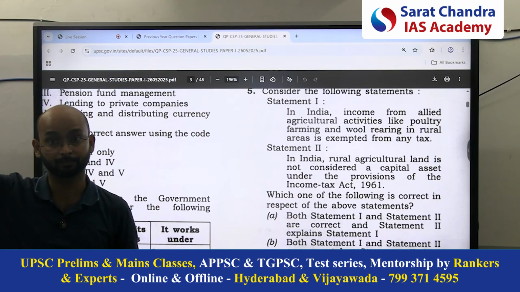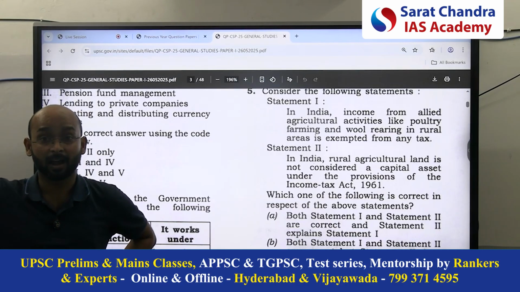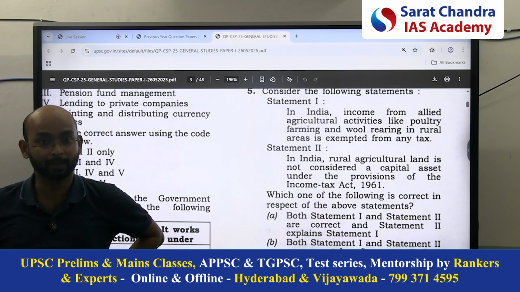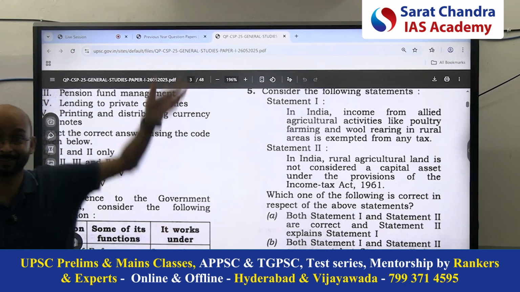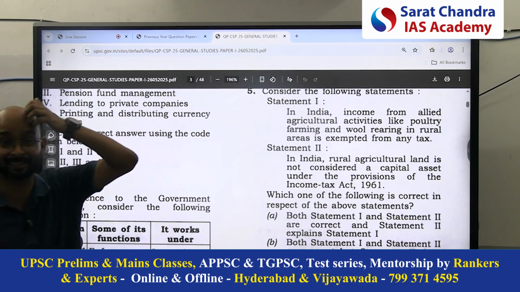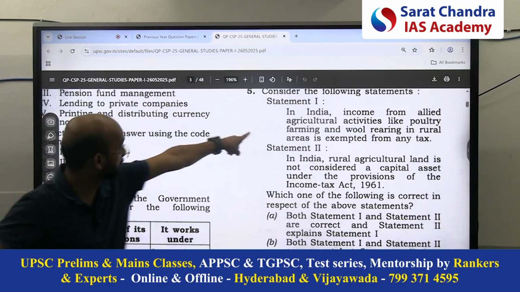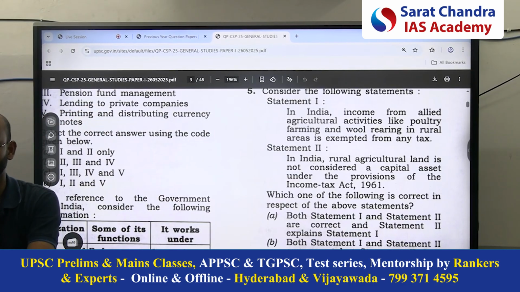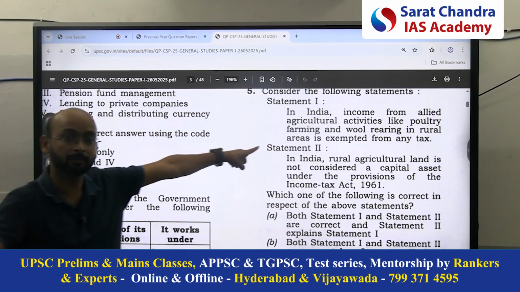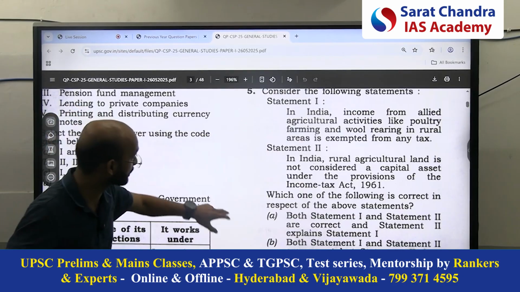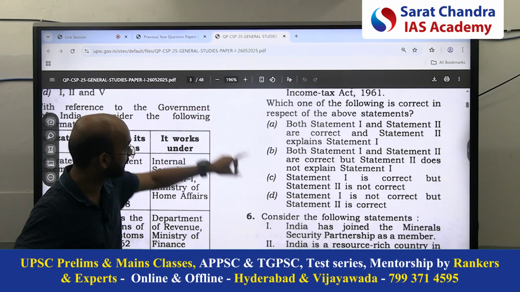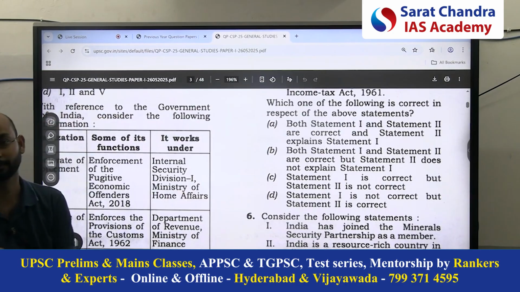Under Article 243, they can apply it. So there is a possibility that in some village in Jammu and Kashmir they are applying some tax. How can you be sure? So definitely option 1, as per the common understanding, should be wrong. So if option 1 is wrong, then it should be D.